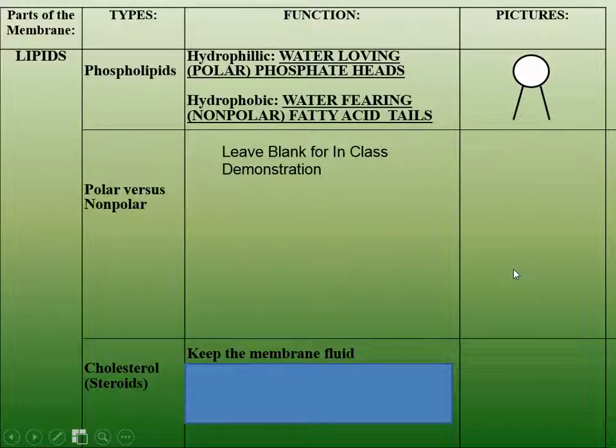Cholesterol. When I say steroids, I don't want you to think like muscle head or anything like that. A steroid is going to be anything extra kind of in your body. So cholesterol can even be a steroid, right?